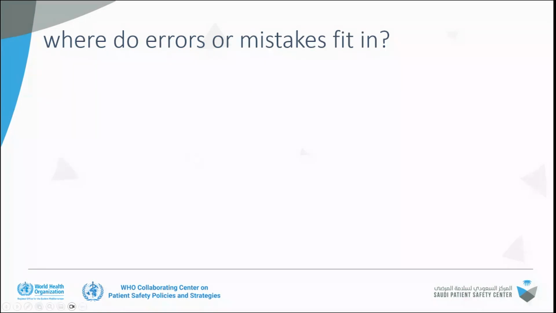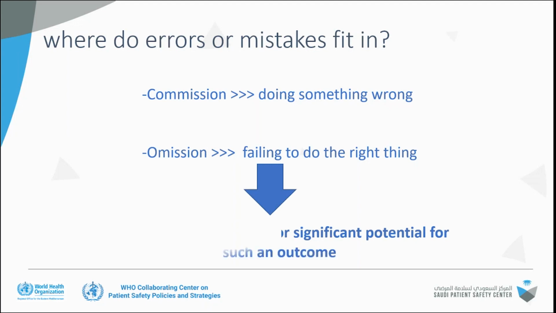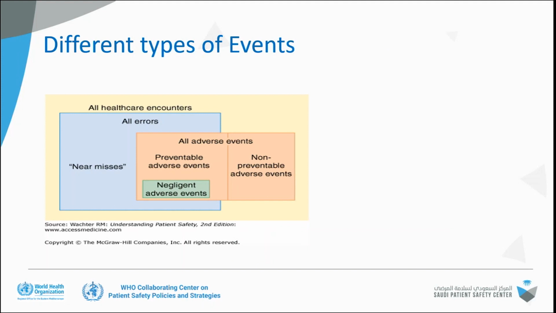So let's go back and think where errors or mistakes fit in. It's either commission, which is doing something wrong, or omission, which is failing to do the right thing, and both of which will lead to an undesirable outcome or a significant potential for such an outcome. What are the different types of events? We know that we have near misses and adverse events, which can be divided into preventable and non-preventable adverse events. The movement now is towards trying to avoid the term non-preventable adverse event; before labeling an event as non-preventable, we should think twice regarding its preventability.